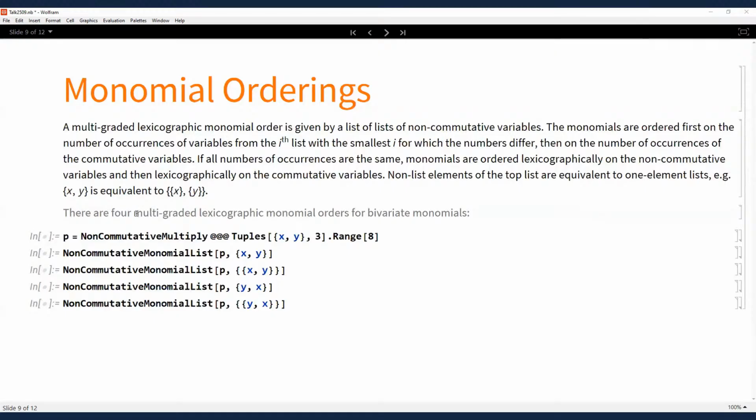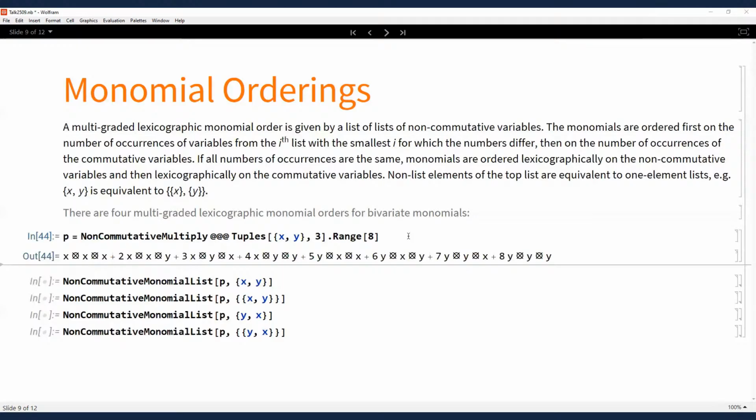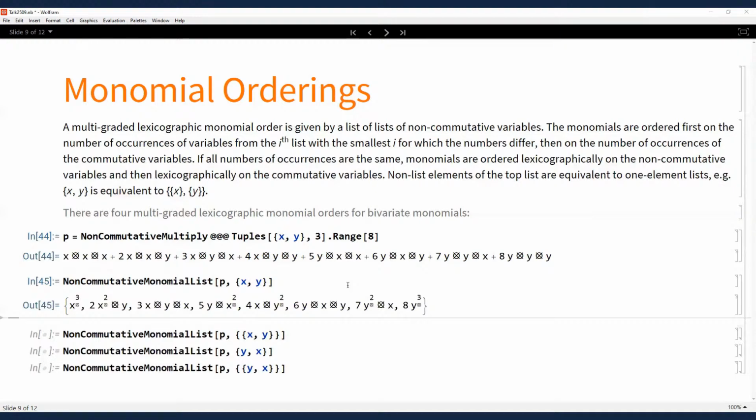Here are multigraded lexicographic monomial orders for bivariate monomials. So here is a polynomial of degree 3 in two variables. And let's see how the monomials are ordered using different monomial orders.